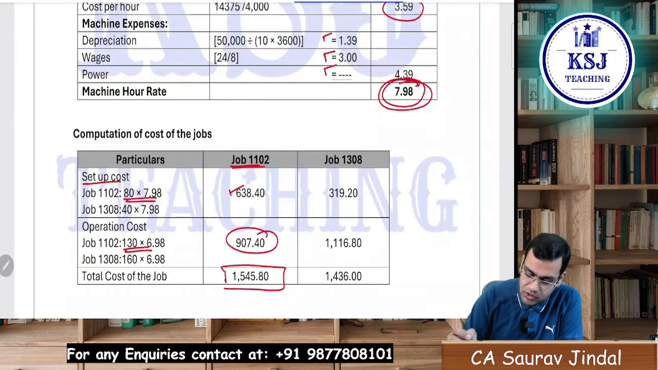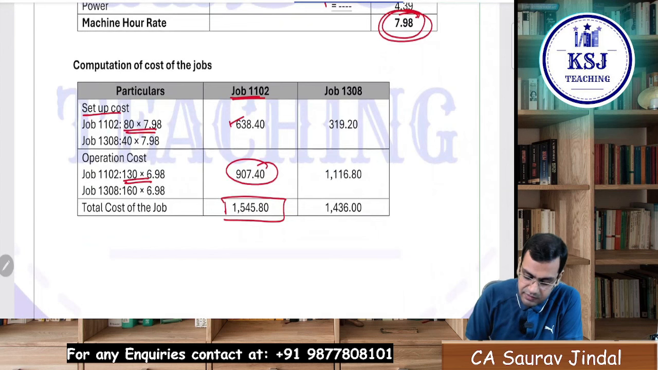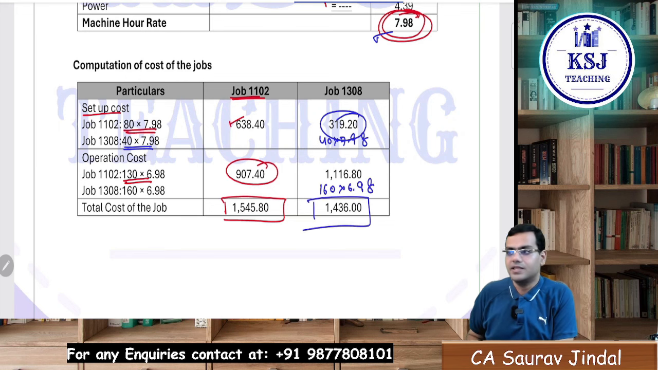Sir, what about job number 1308? 40 hours into 7.98, right? This is what you will get, 40 into 7.98. And here you have 160 multiplied by 6.98. So this is the total cost of job 1308.